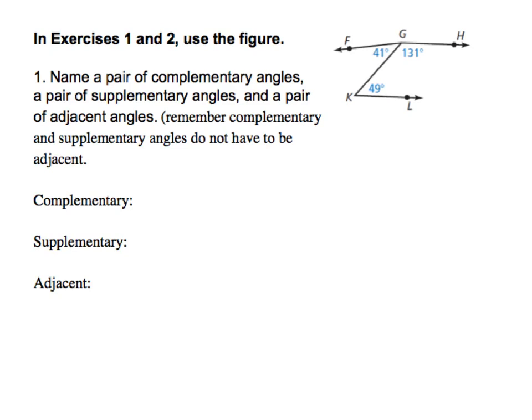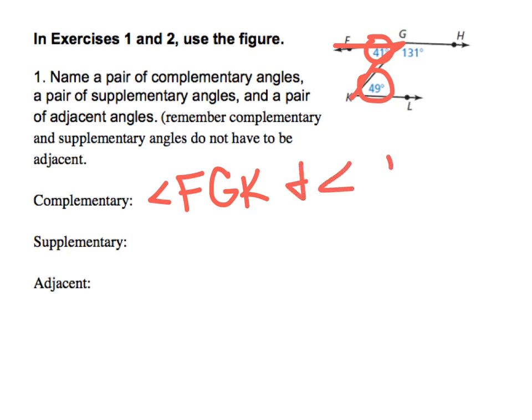So if we look, complementary again means they need to add up to equal 90 degrees. Well, I noticed that this 49 degrees and 41 degrees add up to 90 degrees, which means my pair of complementary angles is angle FGK, that angle right there, and angle GKL, which is that angle I just highlighted in blue.